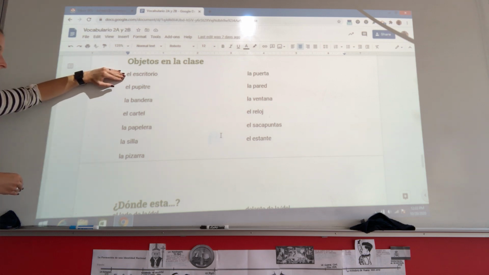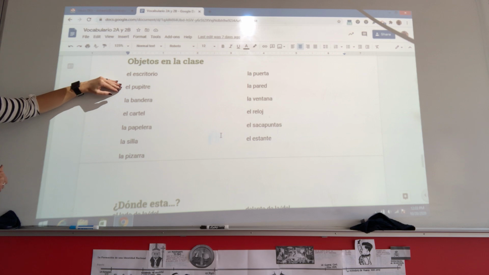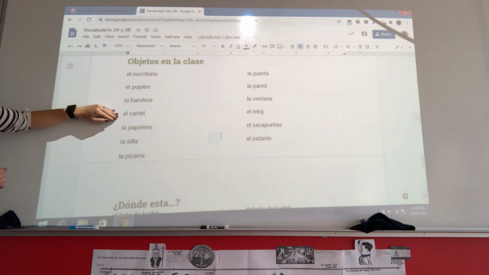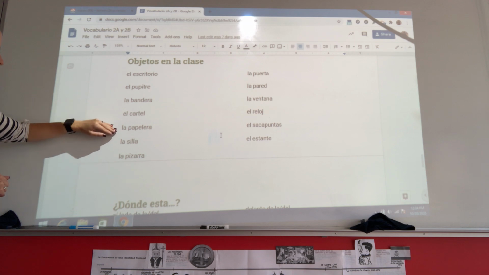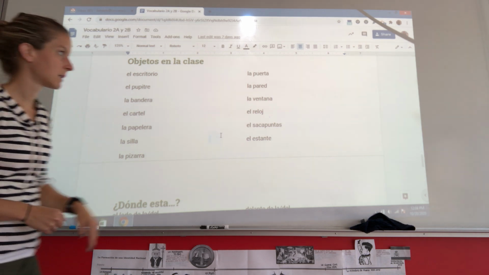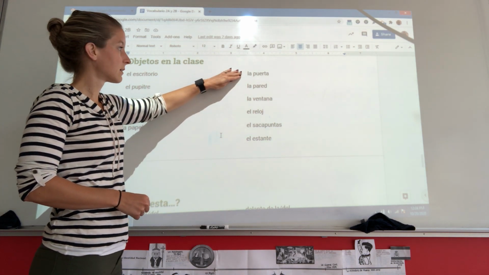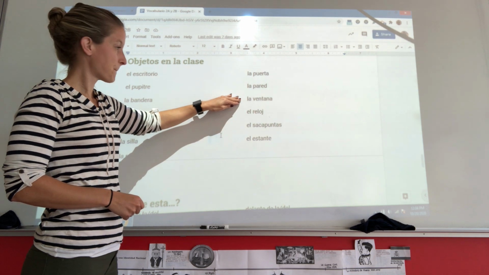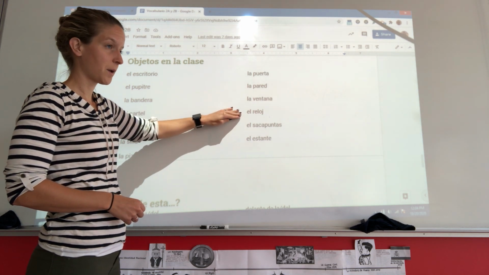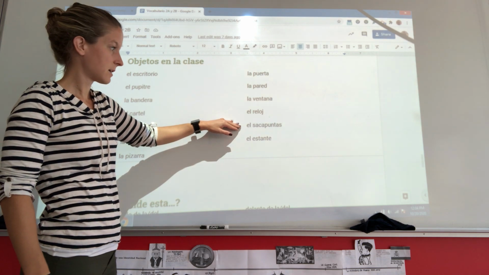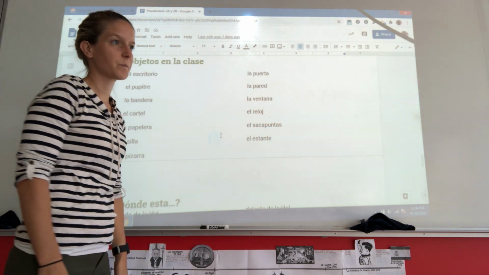Repite. El escritorio. El pupitre. La bandera. El cartel. La papelera. La silla. La pizarra. La puerta. La pared. La ventana. El reloj. Let's say that one again. El reloj. El sacapuntas. El estante. Muy bien.